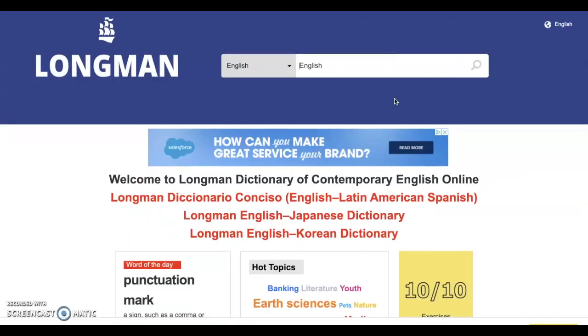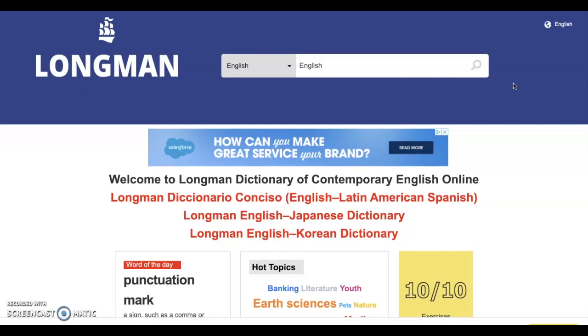All right, guys. So finally, moving on to my number one pick for the best online dictionary. And that is the Longman Dictionary of Contemporary English Online. Now, this was a very difficult pick because all three dictionaries here are fantastic resources and they offer amazing learning opportunities. I've chosen Longman as my number one favorite dictionary because of these reasons, which I will describe.